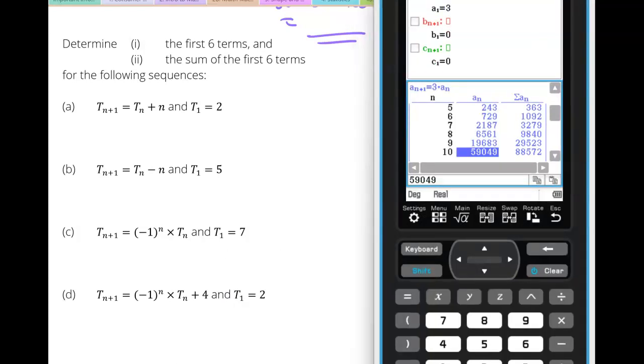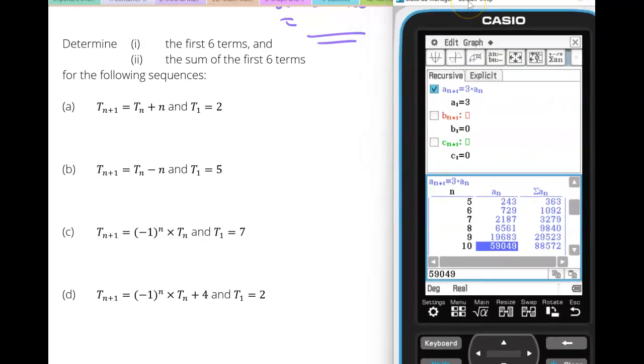These are other types of sequences now. In this question, notice you will see Tn and N. What does that mean? N stands for a position number, not a term number. A term position number, not the actual term value.